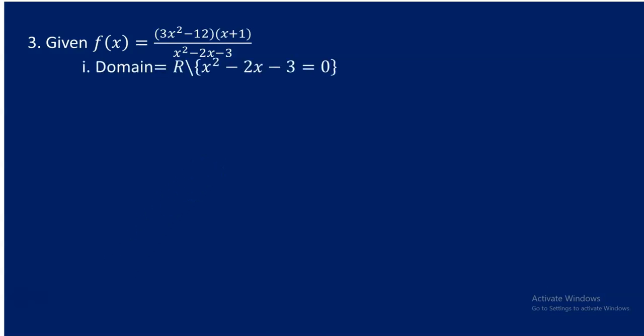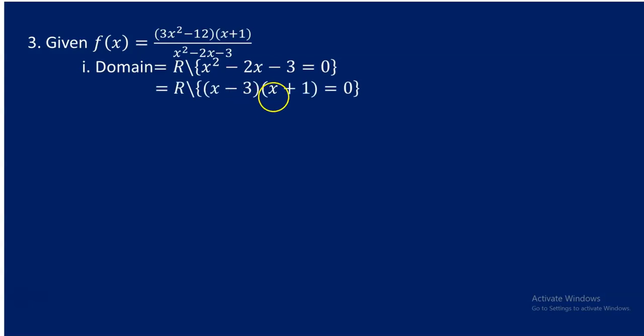The first one is to determine the domain. Clearly, as you studied in the class, the domain of a rational function is any real number, except values that make your denominator 0. The denominator here is x squared minus 2x minus 3. So the domain is a set of any real number except values that can make this 0. So we need to solve x squared minus 2x minus 3 equals 0.